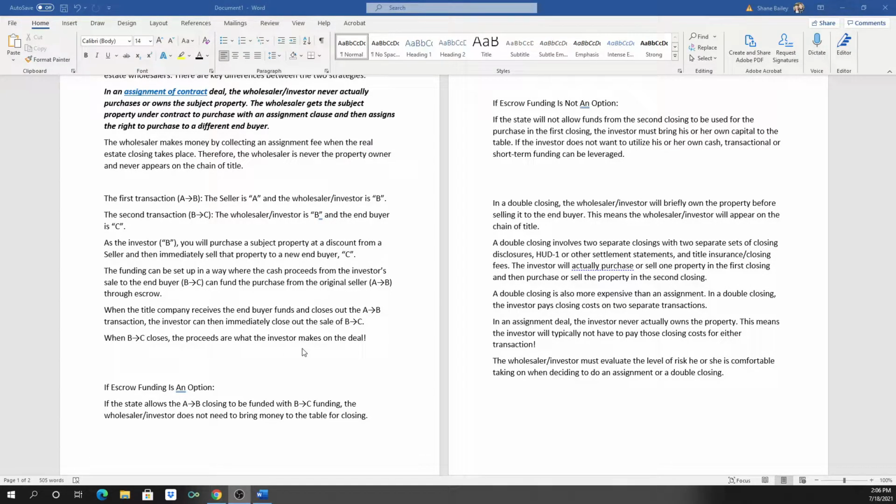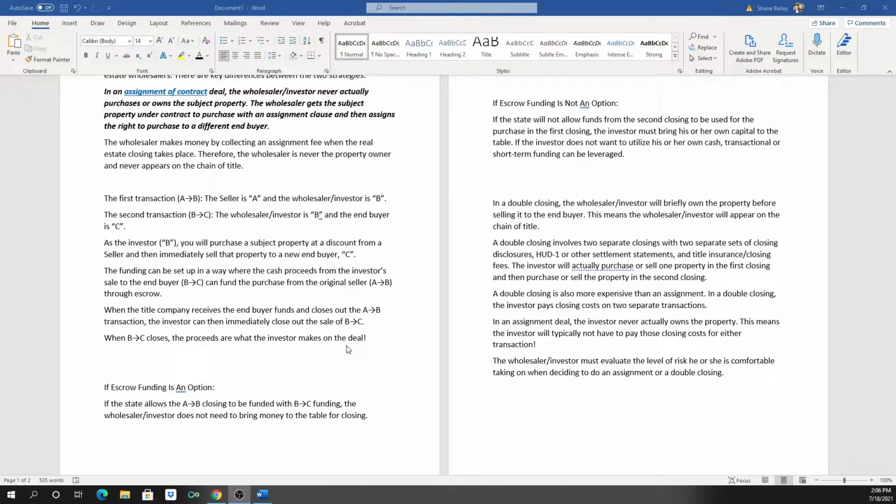When the title company receives the end buyer funds and closes out the sale from the initial seller to you, that's A to B, the investor can then immediately close out the sale from you to the cash investor that you found at the end. So when the end cash buyer closes the deal, proceeds from that closing are what the investor makes on the deal. That's you. That's what you're going to make as your wholesale deal. Again, that's the gap in the purchase between what you got it under contract for and what the end cash buyer is going to get it for.